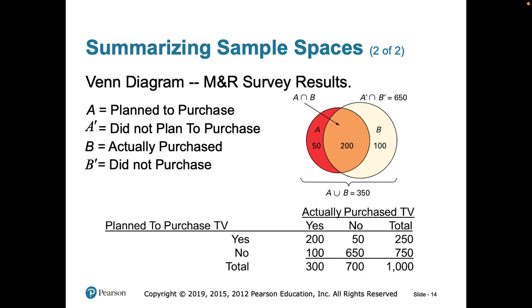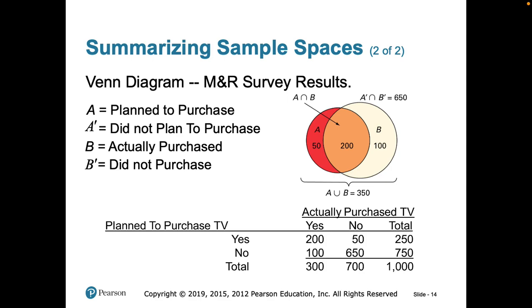You can also do Venn diagrams, and in a Venn diagram like this one, you can see the circle A is the ones that plan to purchase, right? And then you also have the ones that did not plan to purchase. You have B who actually purchased, and the ones that did not purchase. So A united with B, that will be the entire space right there. That would be 350. Where A and B intersect, that is the 200, and that is the people that plan to purchase a TV and actually purchased the TV.